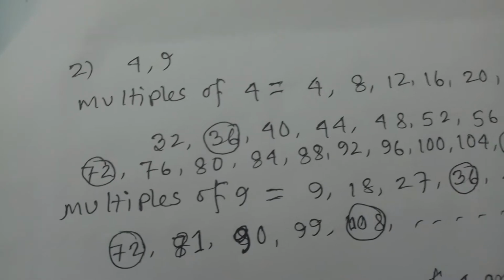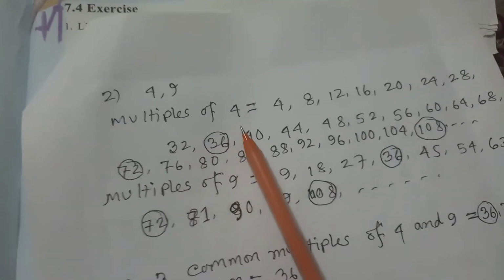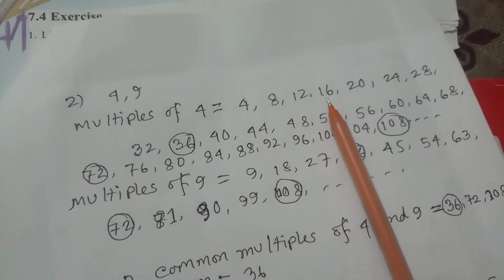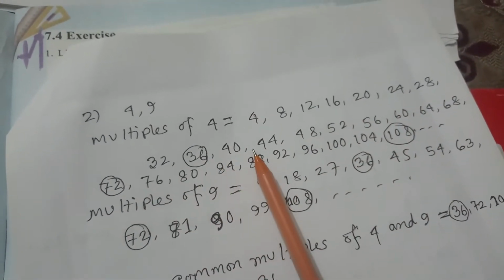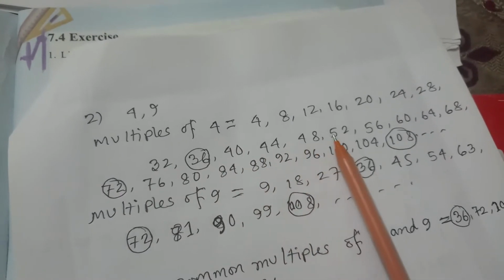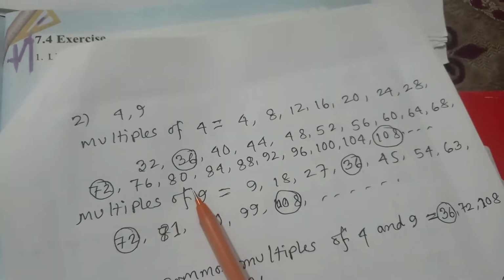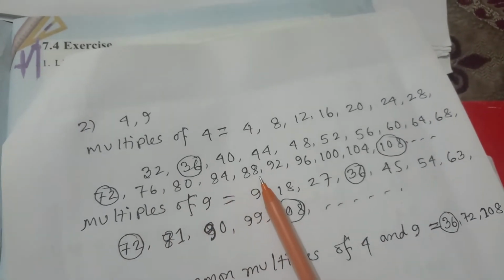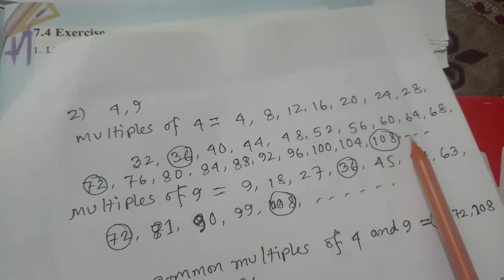Okay, number 2: 4 and 9. Given here 4 and 9. So multiples of 4 are 4, 8, 12, 16, 20, 24, 28, 32, 36, 40, 44, 48, 52, 56, 60, 64, 68, 72, 76, 80, 84, 88, 92, 96, 100, 104, 108, and many more.